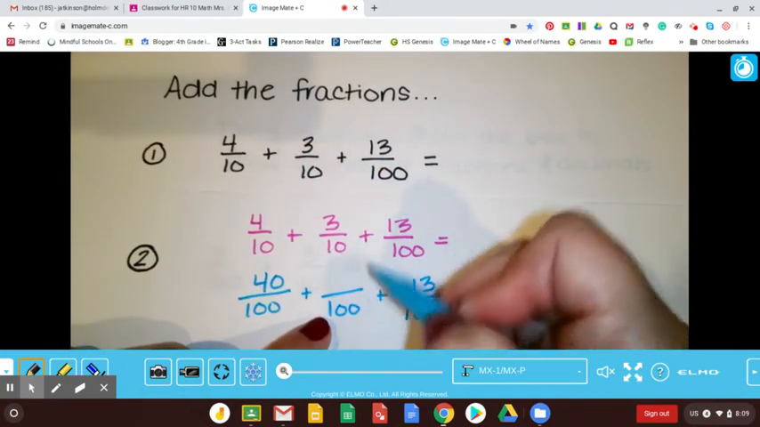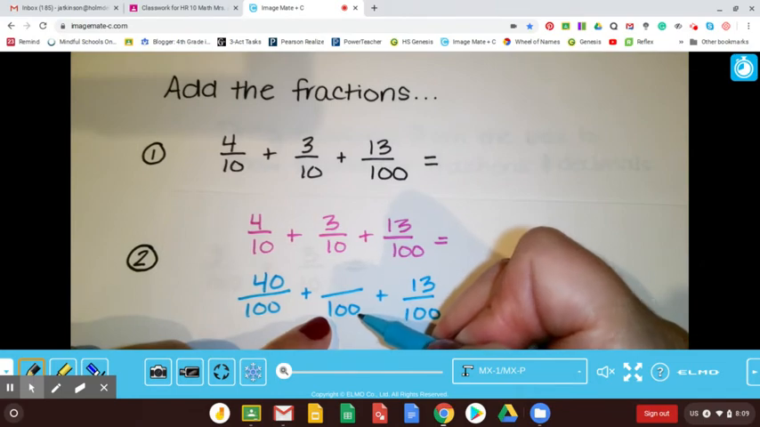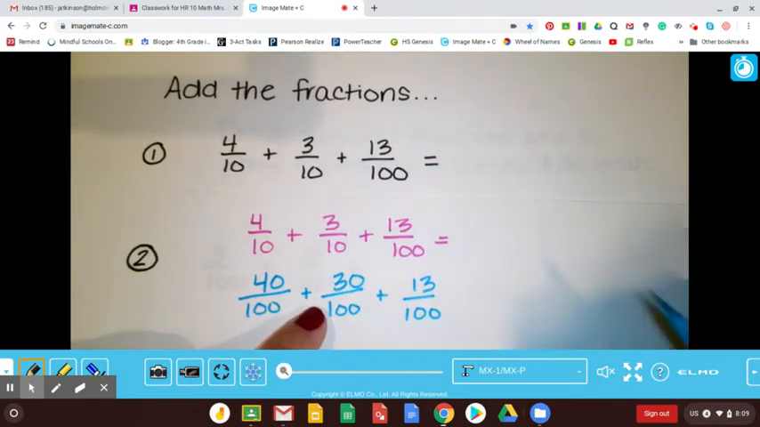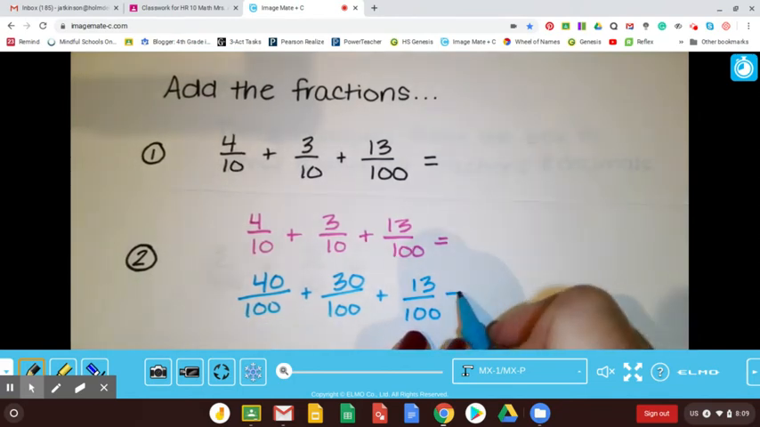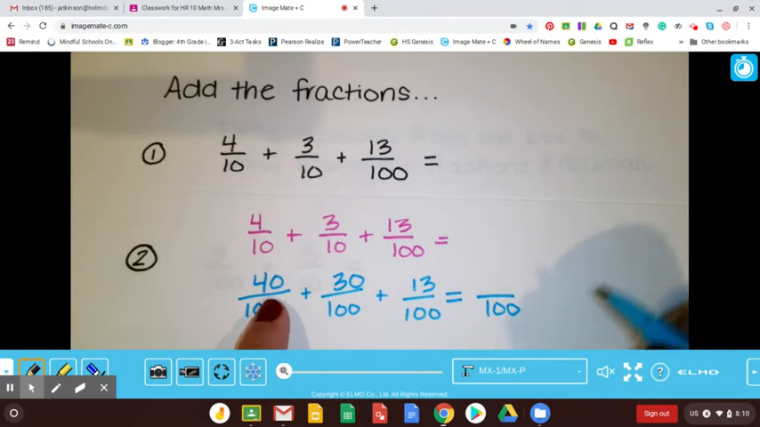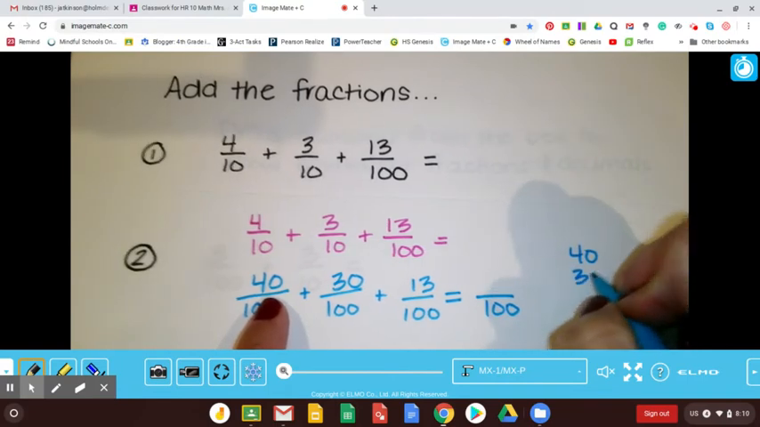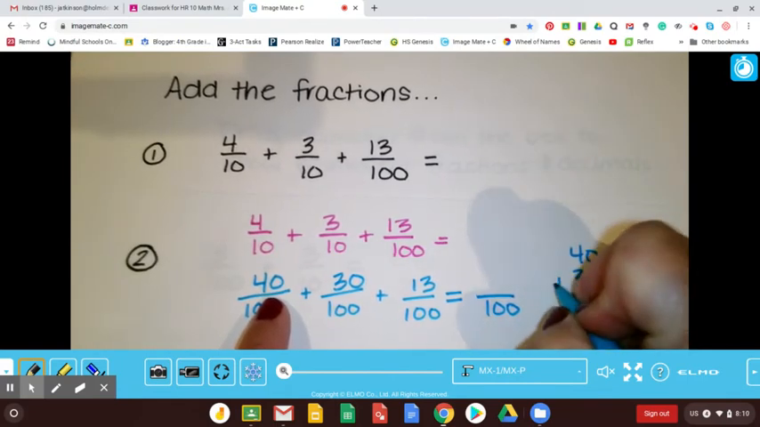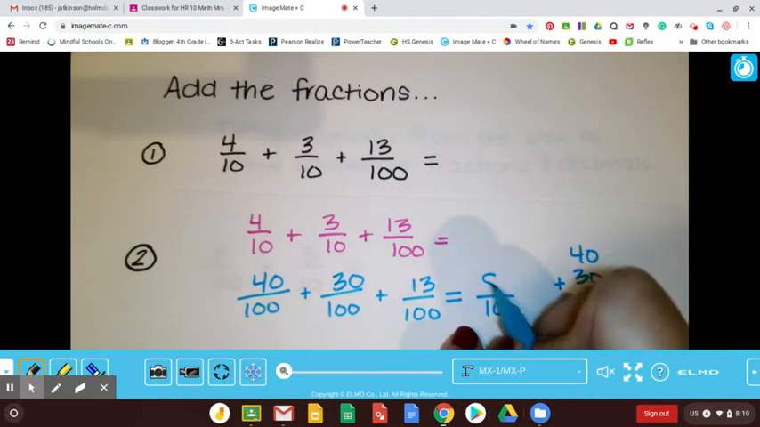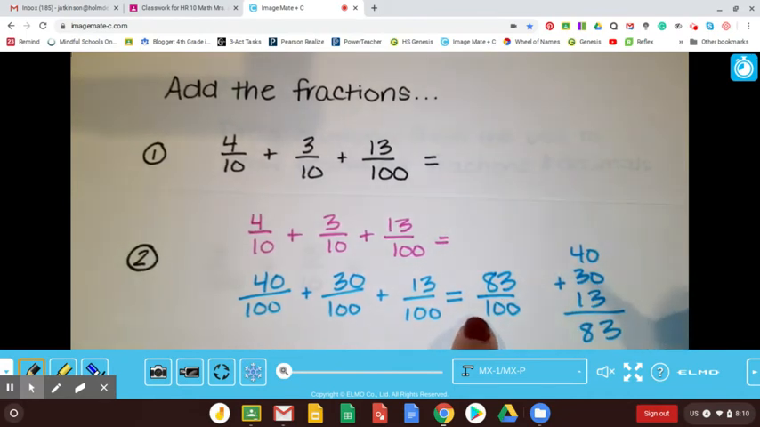Same thing over here. We changed the denominator to a 100. So we have to multiply the 3 by 10. So that makes it 30. And now we can add everything up. Our denominator is going to stay the same. And we're going to add 40 plus 30 plus 13. And when you add that up, 4 plus 4 is 8. We get 83 hundredths. So our answer would be 83 hundredths.